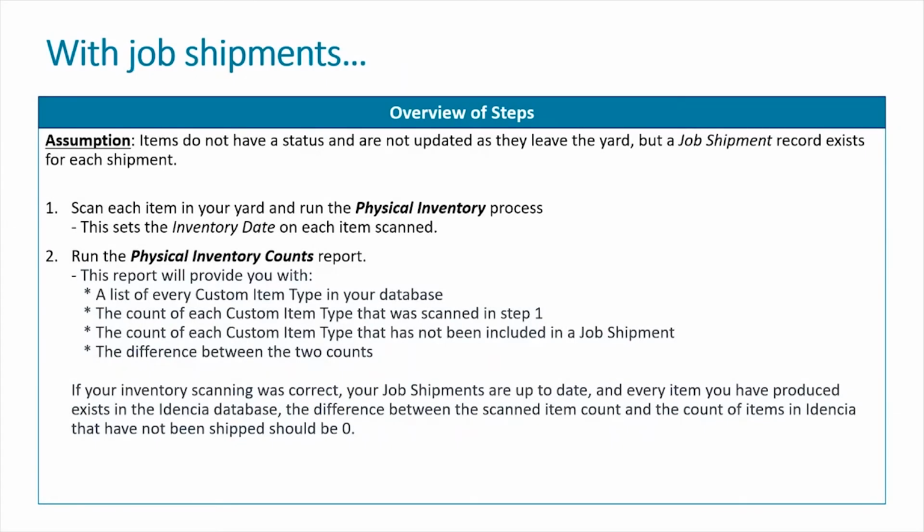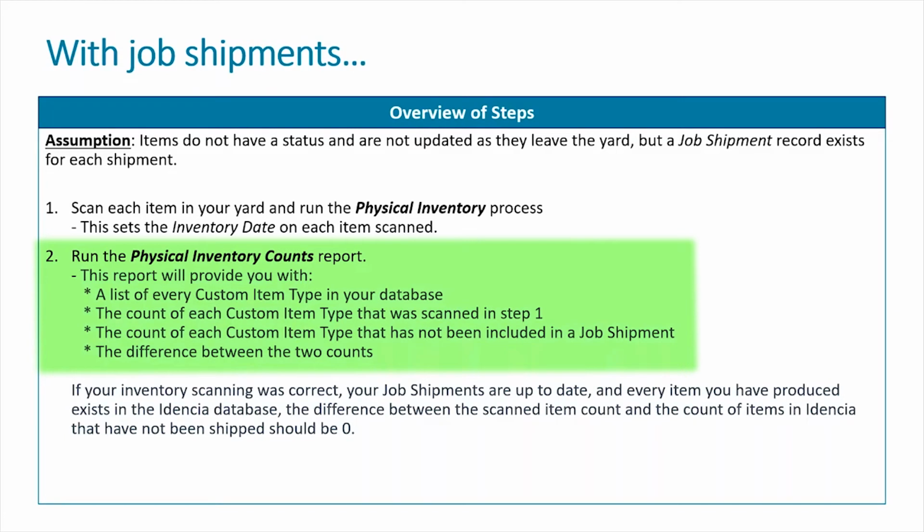For the job shipments, you do the same basic process for scanning. You're going to scan every item in your yard over a period of a couple of days. You may be able to get it done in 1 day or over a period of days. Then you'll run the physical inventory counts report, and it will compare all of the counts of the items that you just scanned in the physical inventory process to your job shipments and tell you if you scanned more items in the yard than according to your job shipments you should have.